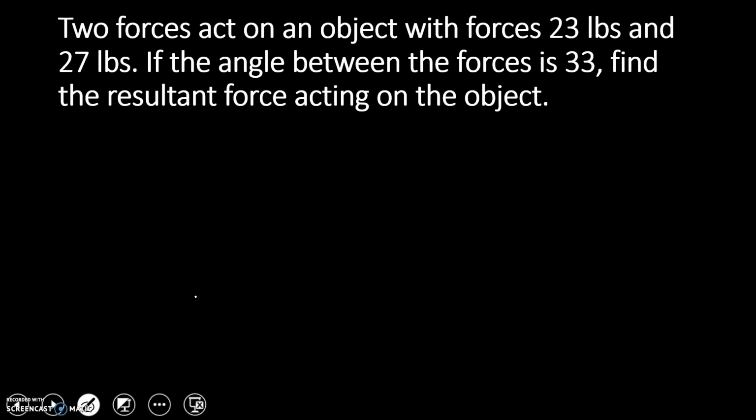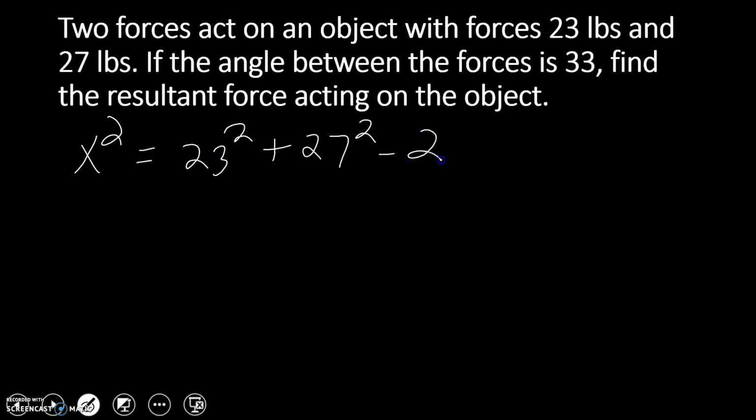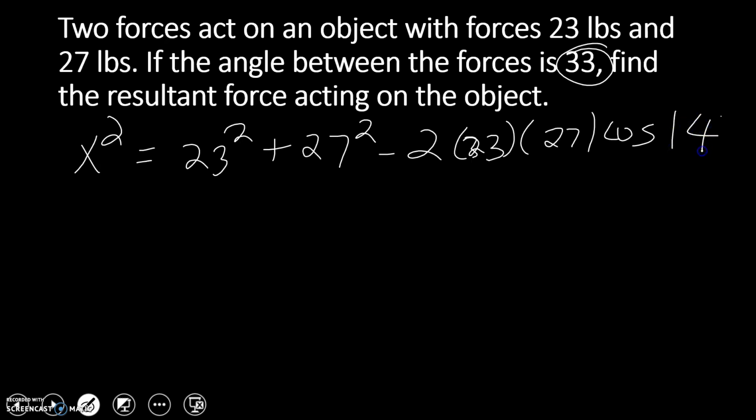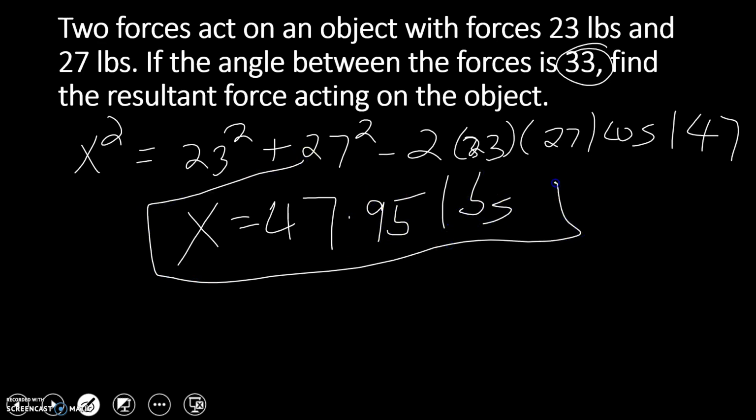So the law of cosines that we're going to use is just going to be x squared equals 23 squared plus 27 squared minus 2 times 23 times 27 times cosine of 180 minus 33, which is cosine of 147. So x is going to be equal to 47.95 lbs. And remember your units, because I will take off points if you don't write the units.